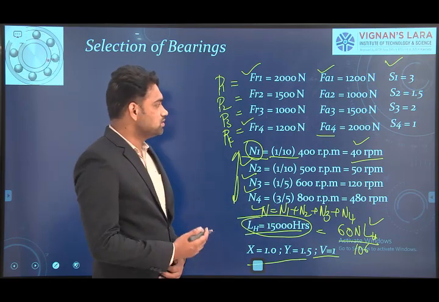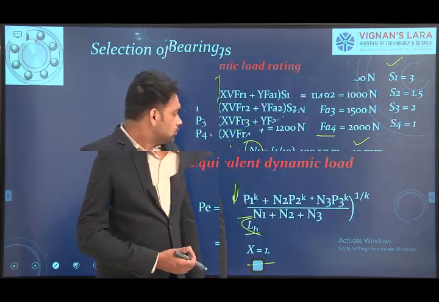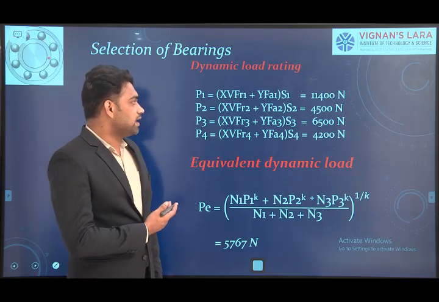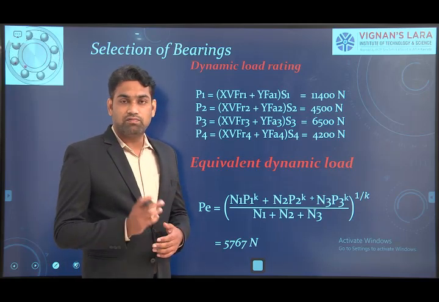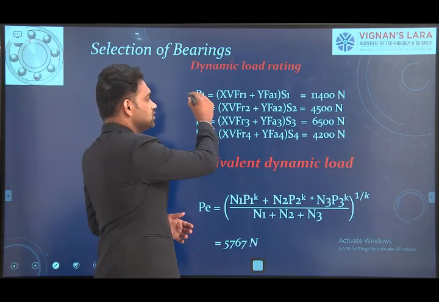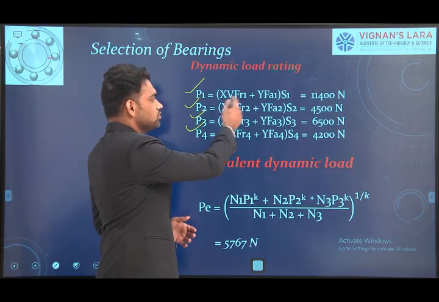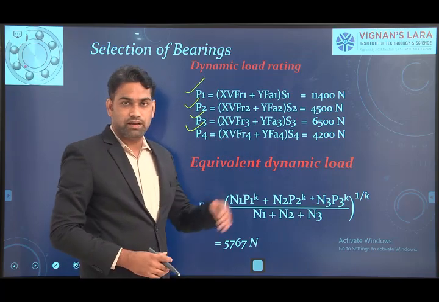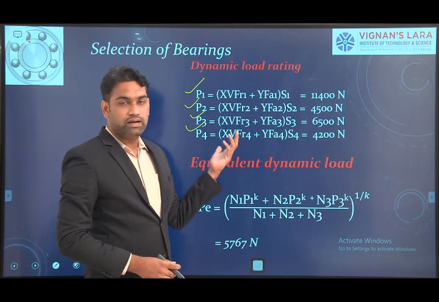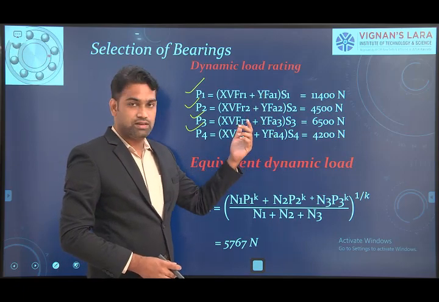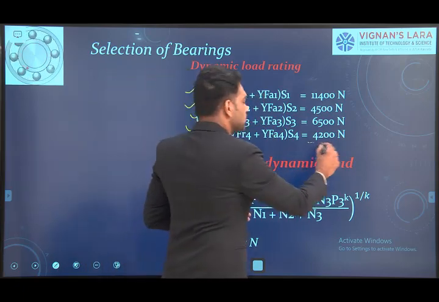So let us see what the life in million revolutions is. First of all, I calculated the equivalent dynamic load for each particular period of time, P1, P2, P3 and P4, using the relation XVFR plus YFA, into S. You know that all the data is given, so you can simply substitute in the equation. So I get the values here clearly.